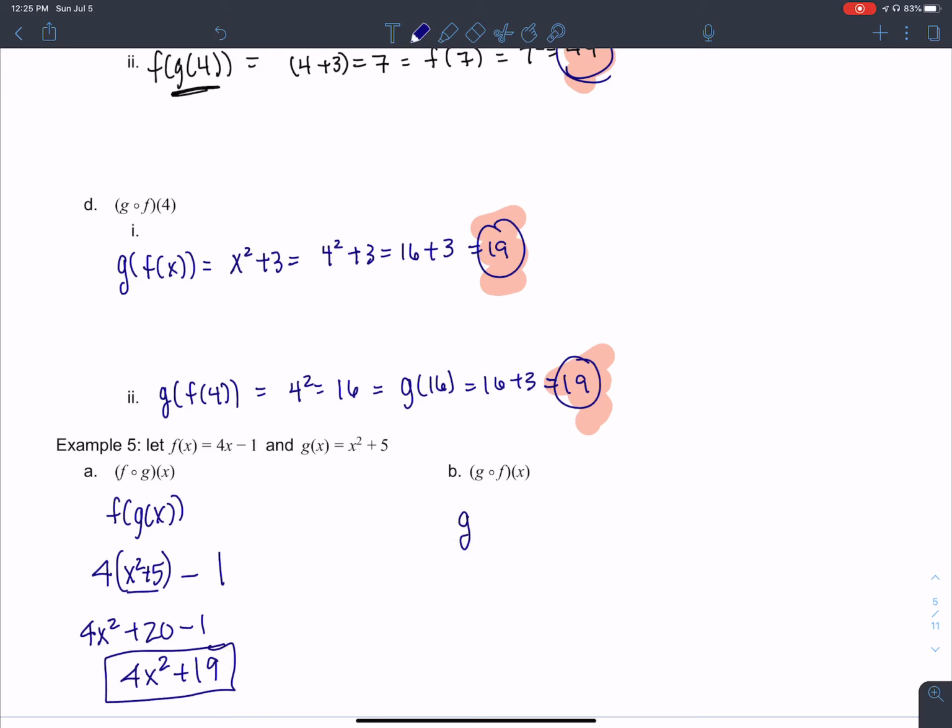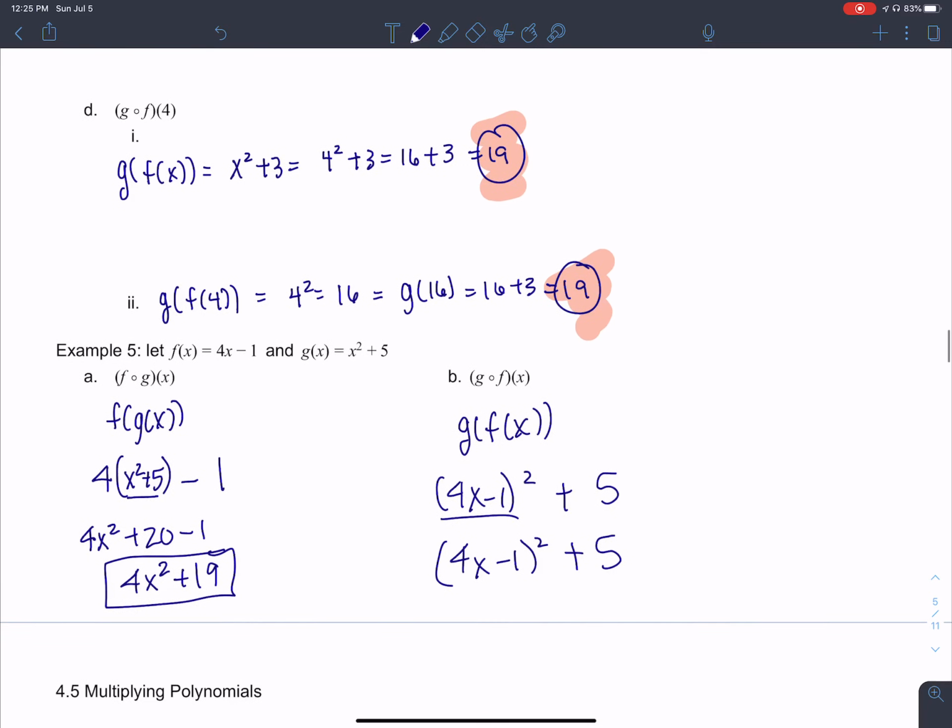Okay? And then g of f of x. I'm putting f inside of g. So I'm going to start with g, leave blanks, put my f inside. I haven't taught you how to FOIL yet, so you can keep it like that. All right, that's it for 4.4.